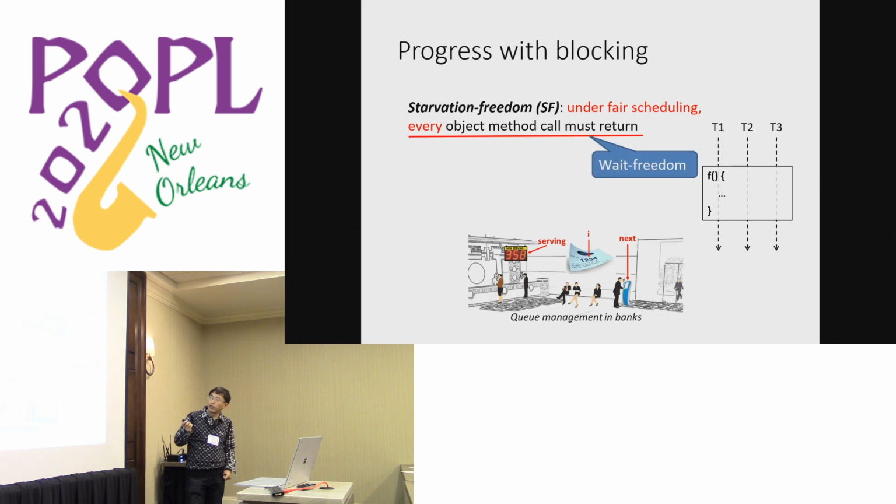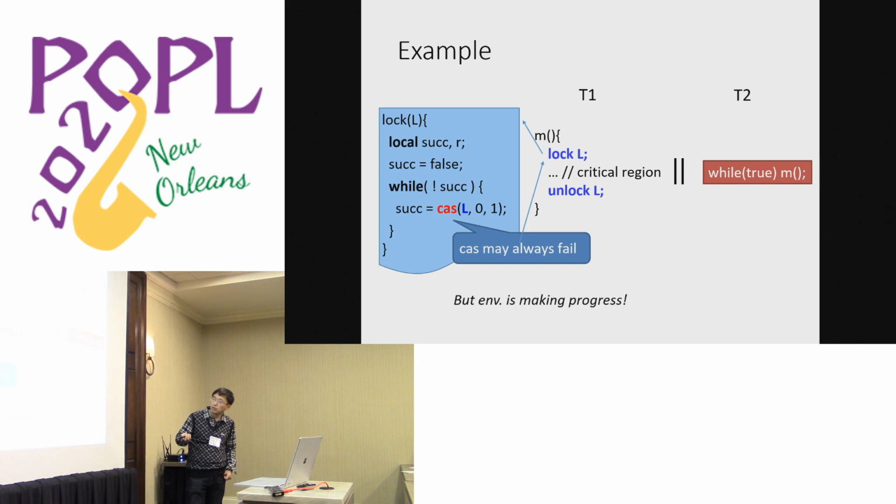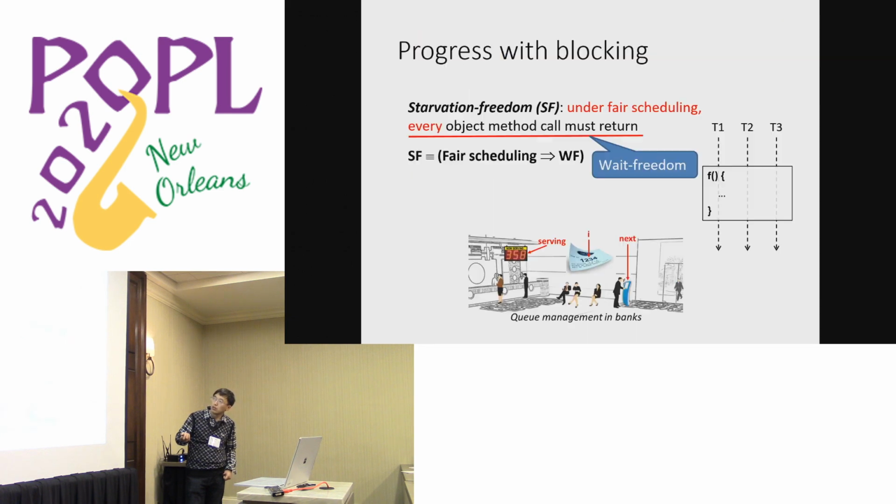It says under fair scheduling, every object method call must return. So there's no starvation. And if we look at this part, essentially this is the same as wait freedom. So starvation freedom is just a relaxed version of wait freedom. It's essentially wait freedom with the assumption of fair scheduling.